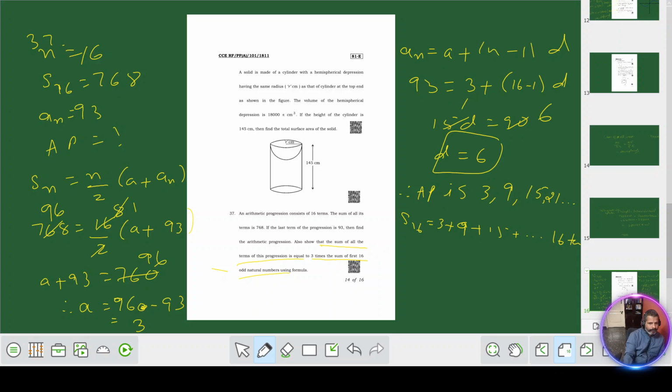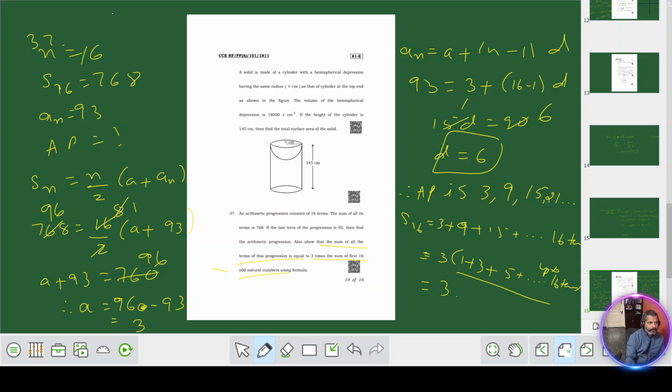If you take out 3, you can solve it many ways here. If you take out 3, what is left? 1 plus 3 plus 5 plus and so on, up to 16 terms. Not the value here, up to. So 3 of what is this? If you remember, it is the sum of odd natural numbers.